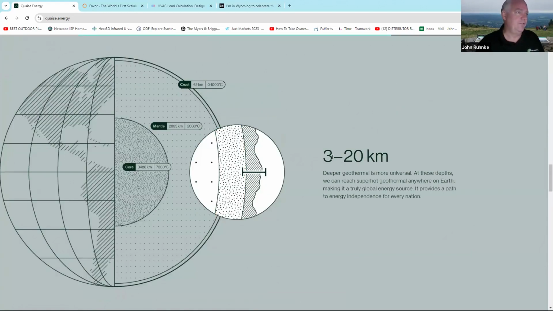And in some places like Iceland, you don't need to drill as deep. So you can hit the supercritical steam maybe at 3 kilometers. Maybe you don't have to go 20 kilometers. So there are certain places with volcanic activity and such in the world where we can hit the temperatures we need without drilling so deep.